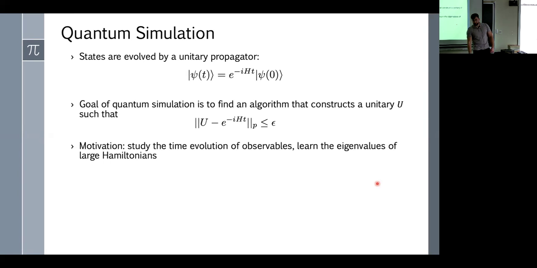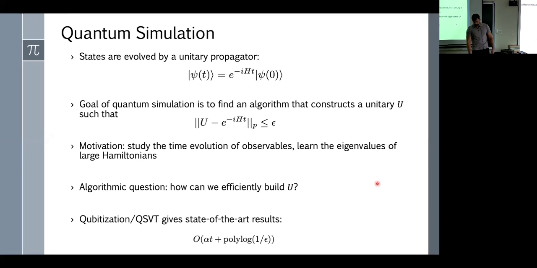And then I don't need to motivate this much, as we just heard previously, but we can study the time evolution of observables, or learn the eigenvalues of large classically intractable Hamiltonians, for example, those of large molecules in chemistry. And then the algorithmic question is, how do we efficiently build U? And I'll just quickly discuss some state-of-the-art complexity to give context to the results later in the talk.